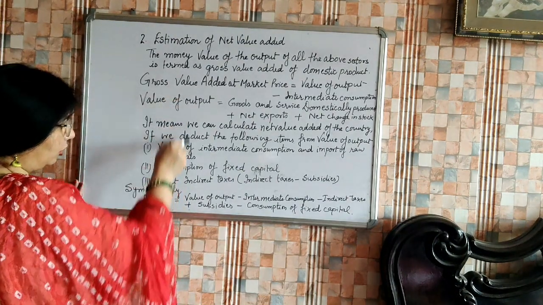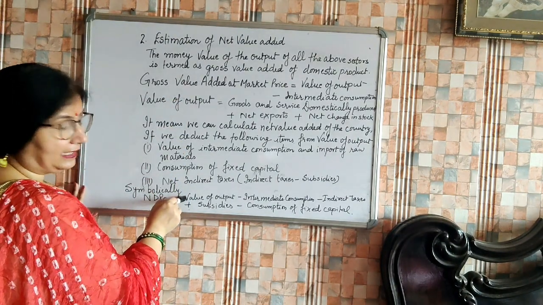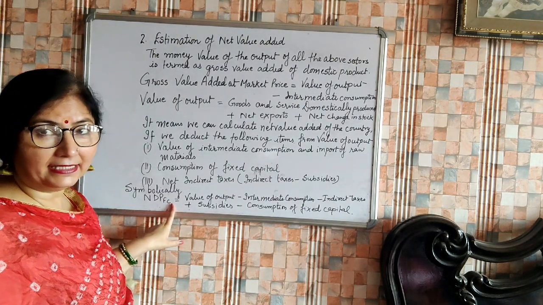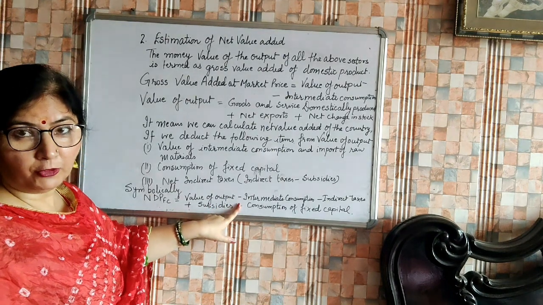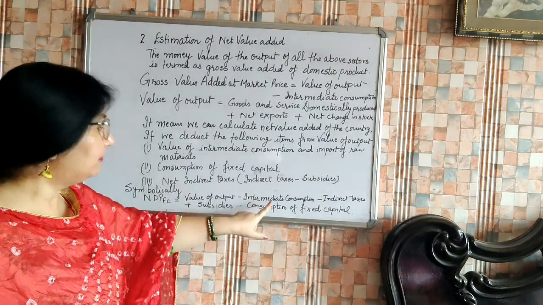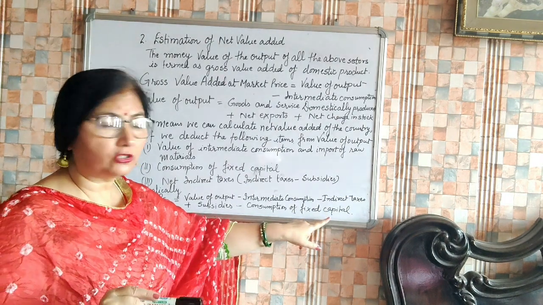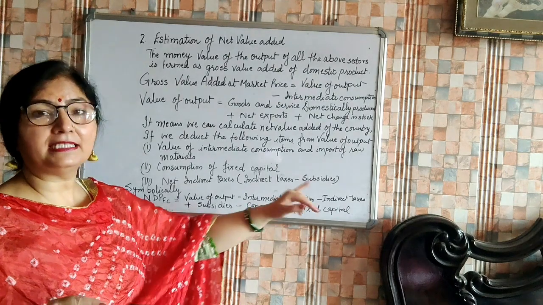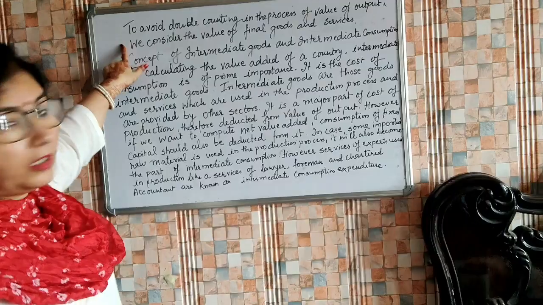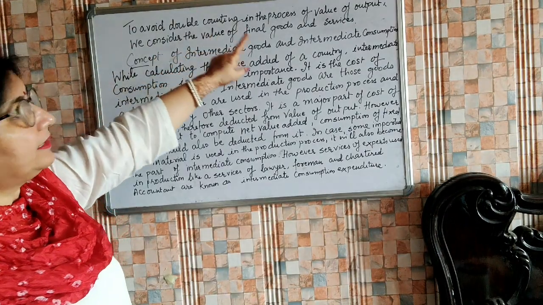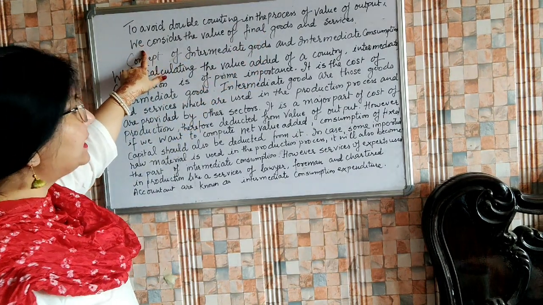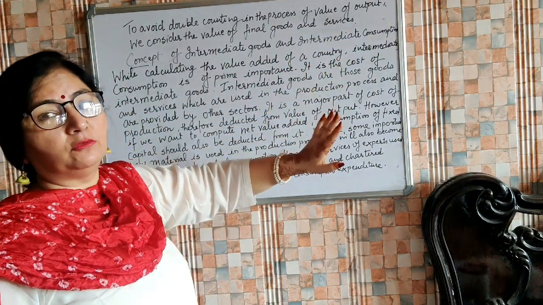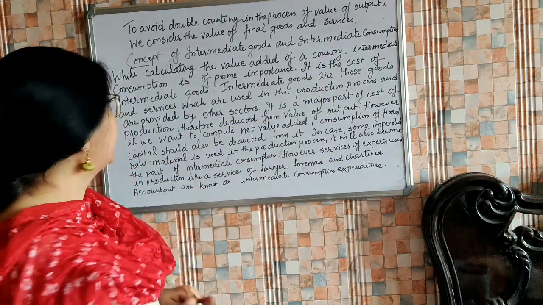So, all these things can be symbolically written as NDP at FC, or you can also say NVA at FC, that is value of output, all the three sectors, minus intermediate consumption, that is also of the three sectors, then indirect taxes plus subsidies minus consumption of fixed capital. To avoid double counting in the process of value of output, we consider the value of final goods and services. Means we will be counting only the value of final goods and services.